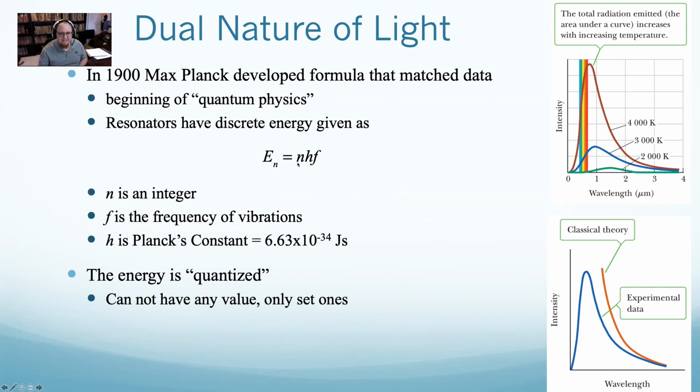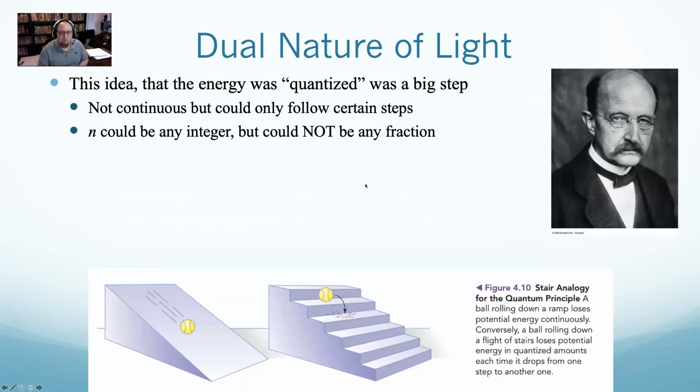And here's the idea, this n being an integer. What that means is, let's say you have a ball and you put it on a slope. If you had a ball on a slope, it could be anywhere on that slope at any height, assuming it's not going to just instantly roll down. But if you instead put a ball on steps, it can only exist in certain spots. It can exist on this step or this step, but it will never exist between them.